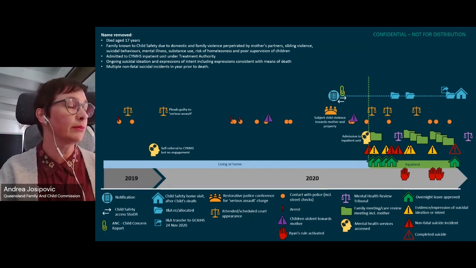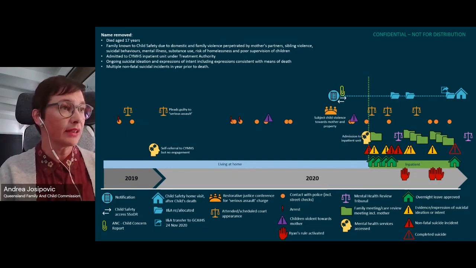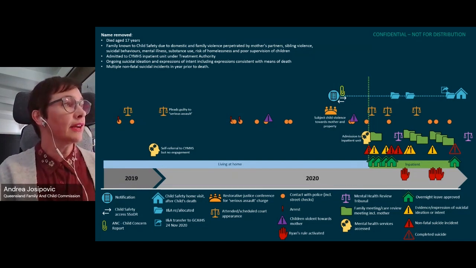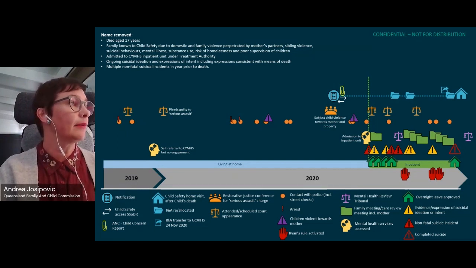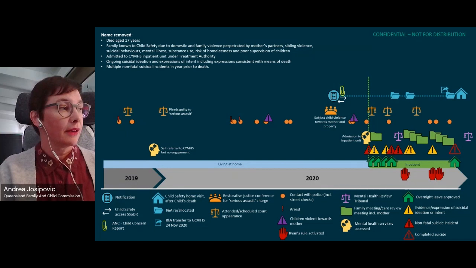So this young person was admitted to Child and Youth Mental Health Services as an inpatient unit under treatment authority. The icons show when that was happening. If you look at the green horizontal line at the end of the timeline, that was when there was an inpatient treatment authority going on. Ongoing suicidal ideation and expressions of intent, including expressions consistent with means of death, and multiple non-fatal suicide incidents in the year prior to the death. I'll let you take that in for a minute.